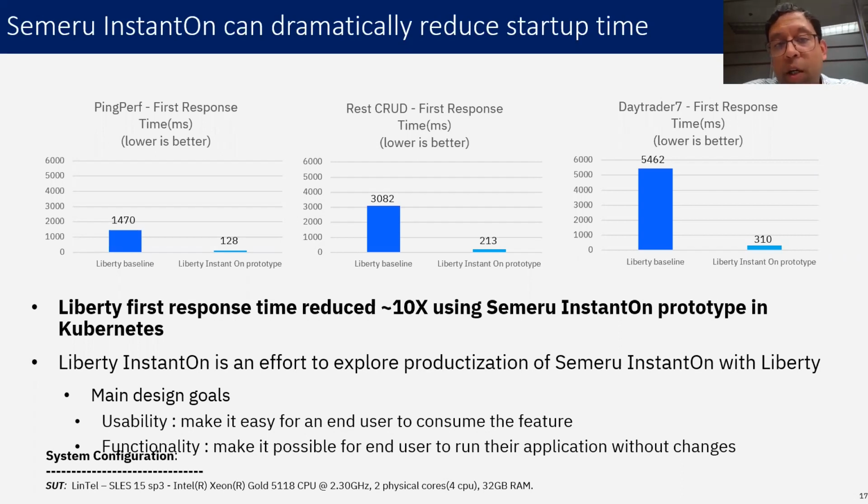We then went over to try a slightly more complex app. This REST CRUD application uses a database, whereas the initial app was very simple, no business logic at all. Here we have a database access, and again, the improvement is over 10x. We went from over 3 seconds to approximately 200 milliseconds. The third app is probably the most interesting of all because it is actually an app called DayTrader 7, which is an EE7 application.